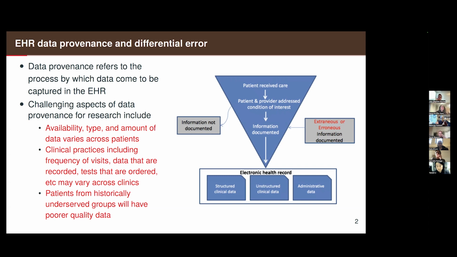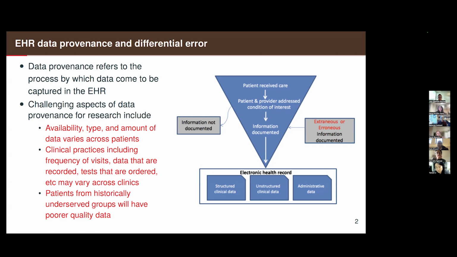In particular, I have this illustrated as a triangle because I think of it as a funneling down. At the bottom, we have the EHR, the stuff that we're going to find there, be it structured or unstructured data, or administrative data that's necessary for the administration of healthcare. But in order to get into that record, which we're going to use for research, a whole series of steps have to have happened, each of which is going to limit in a different way the data that we ultimately have available to study.